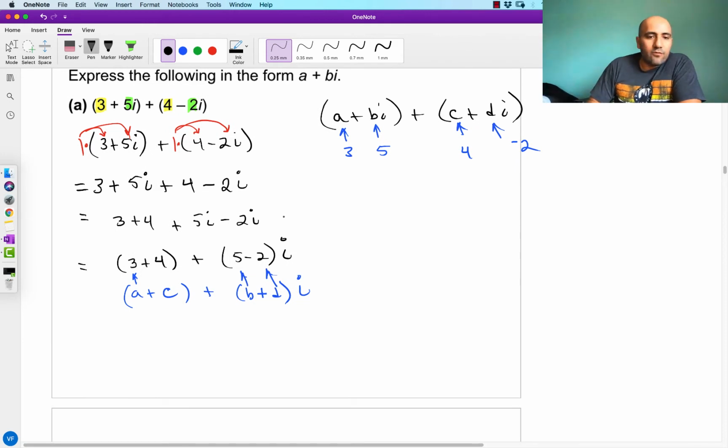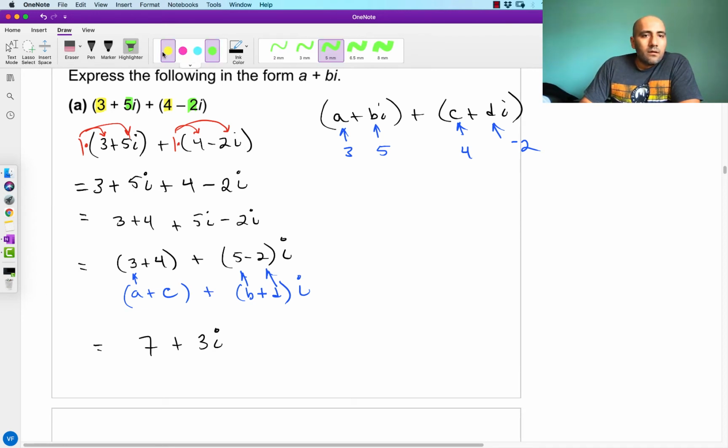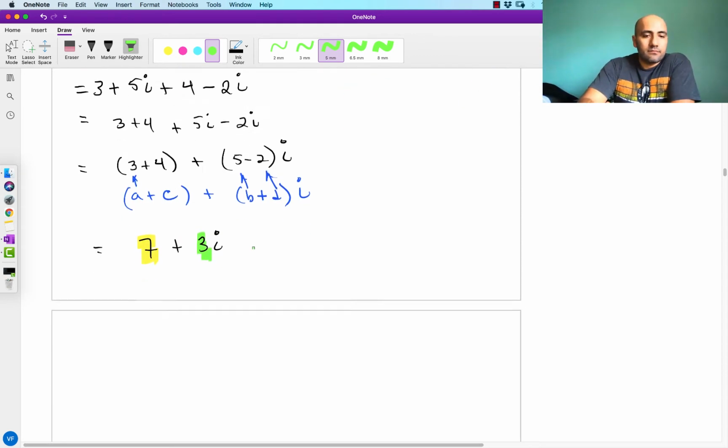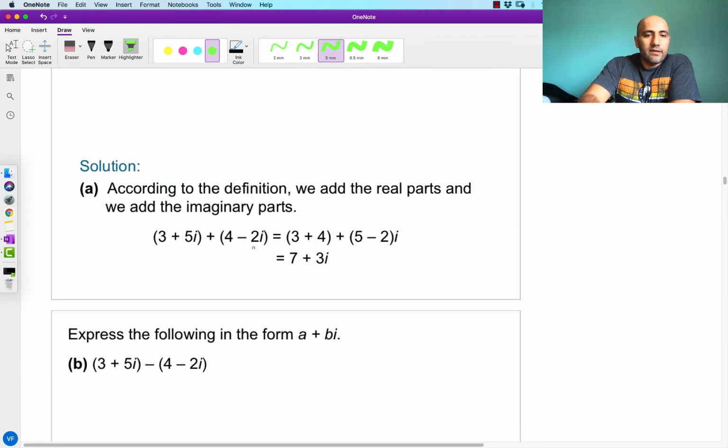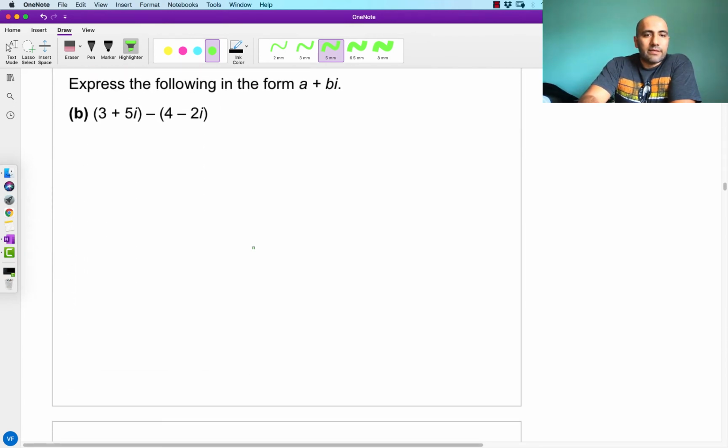Okay, so it fits that form, and then we can just go ahead and simplify it by doing the arithmetic. This is 7 plus 3i, right? A complex number solution, where 7 is the real part and 3 is the imaginary part. Okay, so adding complex numbers, very easy. So here's the solution the author had.